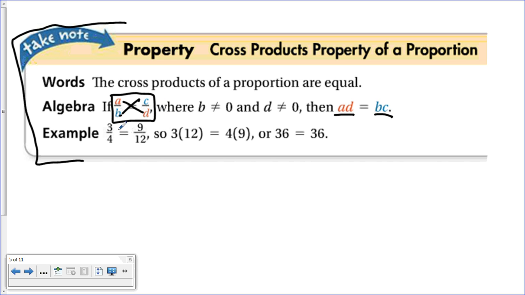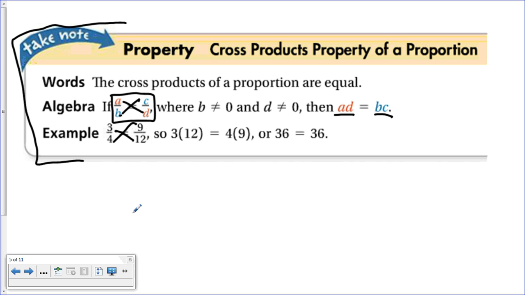Okay? And again, here's an example of it using actual numbers. 3 times 12 is 36 equals 4 times 9, which is also 36. Now, go back a couple of slides and think about what that said. What this means is that 3 is to 4 the same as 9 is to 12.